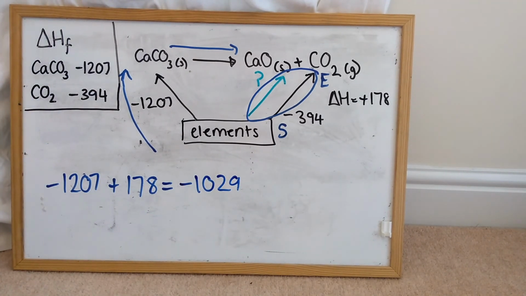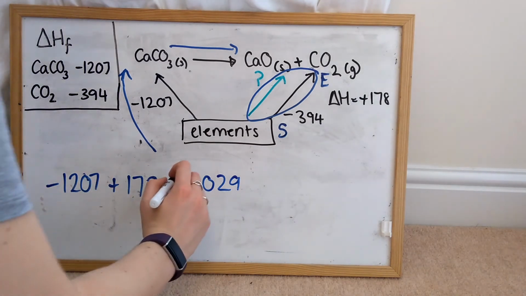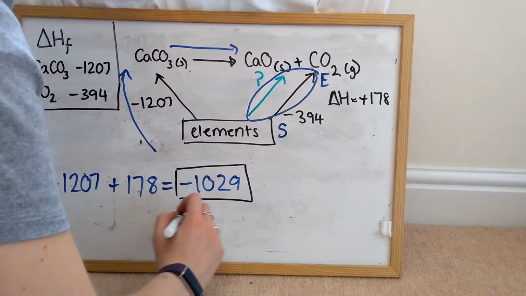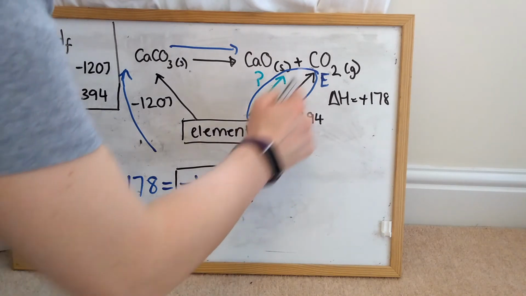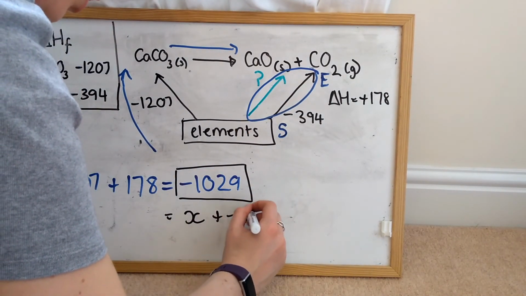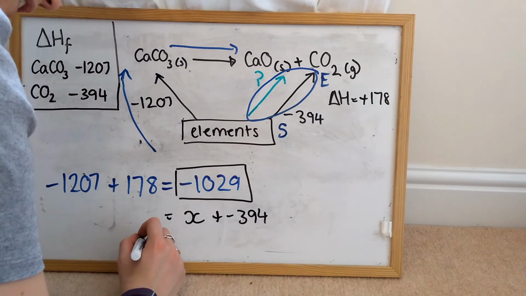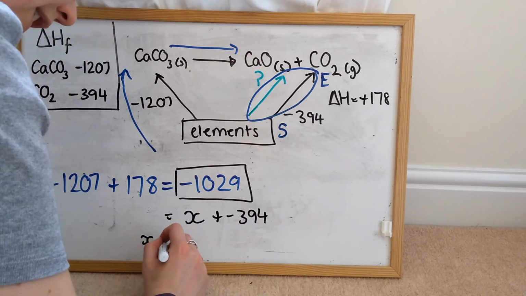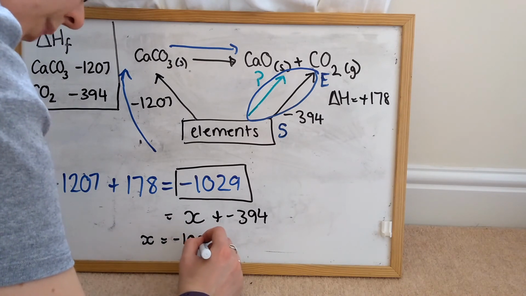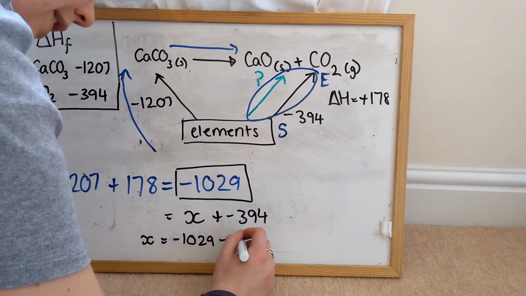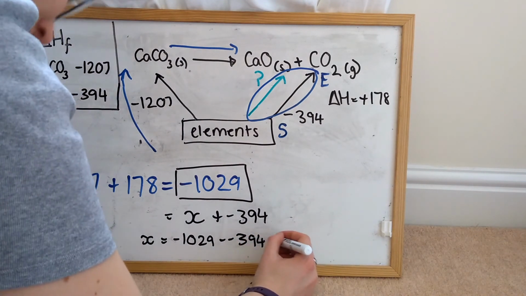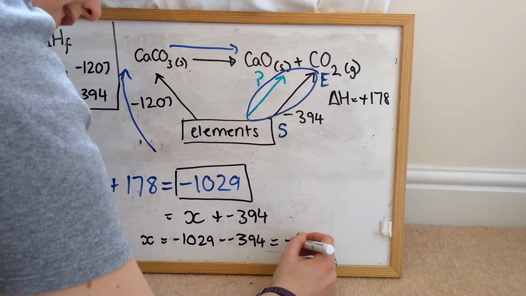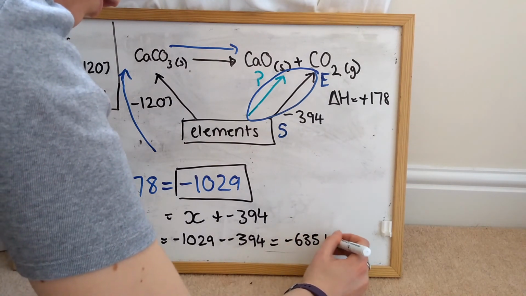Now that isn't just my green arrow, it's the green arrow and the black arrow added together. So I can now say that this number here is equal to my green arrow, which I'm just going to call x for now, plus minus 394. So in that case, x on its own is going to be minus 1,029 minus 394, which is going to give me a final value of minus 635 per mole.